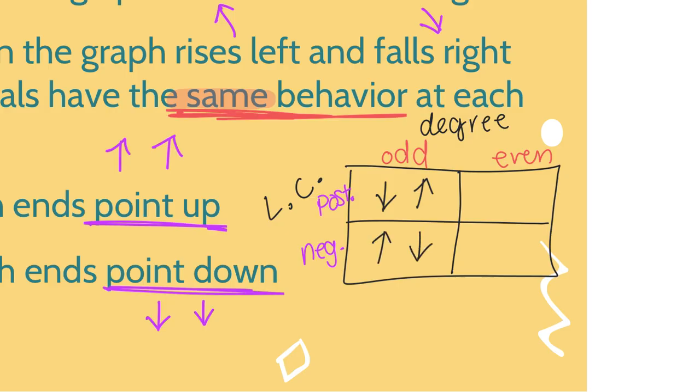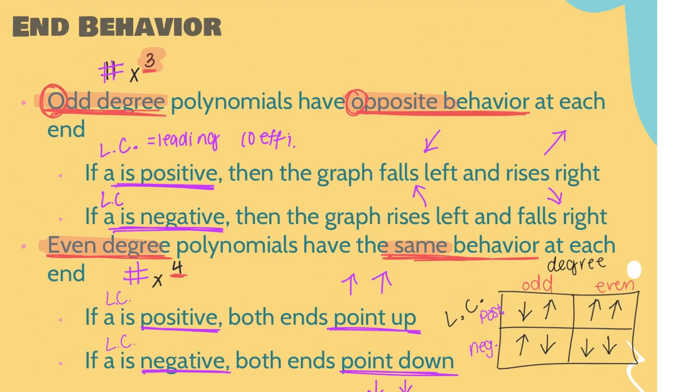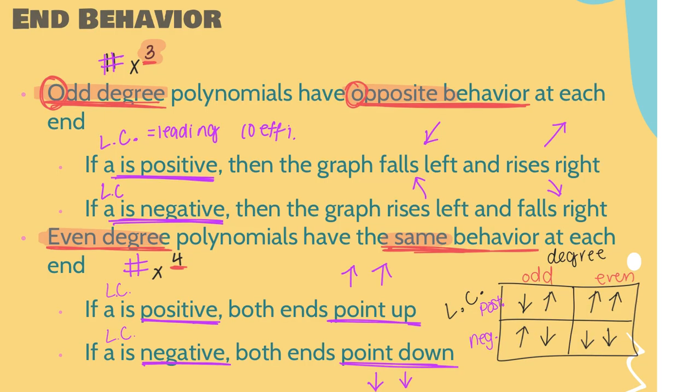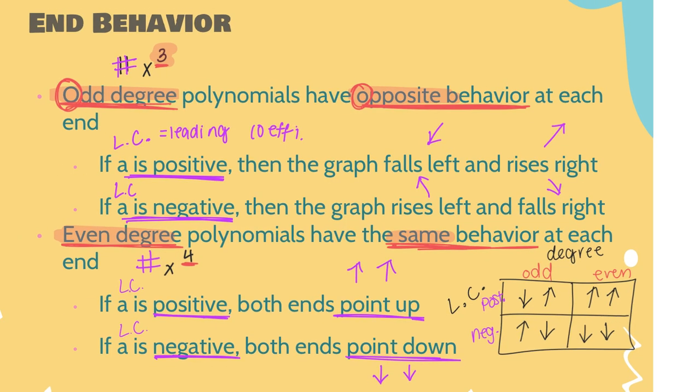And then now when I have an even degree, okay, remember odd, opposite, even is the same. So if it's positive, they're both going up, and if it's negative, they're both going down. Okay, so this is a chart that you could memorize that kind of explains everything. But the most important thing is you have to remember these are your degrees, and these are your leading coefficients. Okay, do not forget this. This is super important to help you find that end behavior when you're asked to graph something.